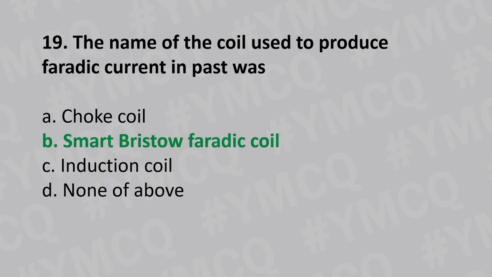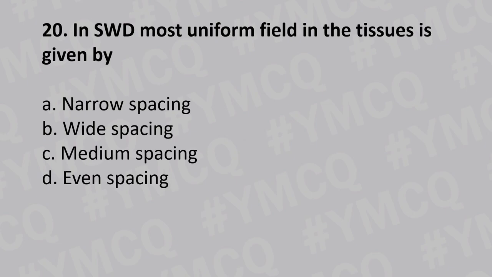In SWD, the most uniform field in tissue is given by option A, narrow spacing, option B, wide spacing, option C, medium spacing, option D, even spacing. And the answer is option C, medium spacing. Moving to our 21st question.